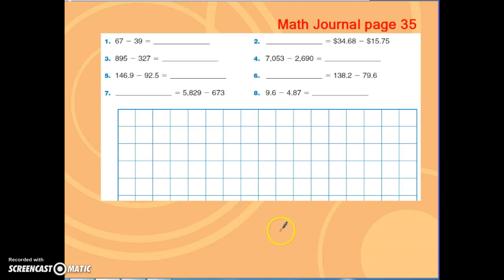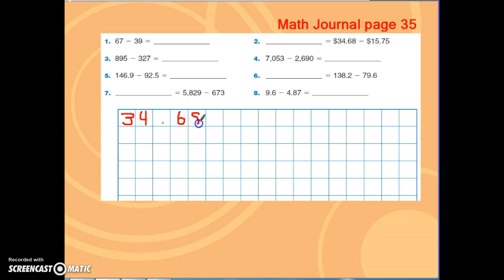If you take a look at Math Journal page 35, there are some other problems for you to practice. Some of those problems have decimals. Please remember that when you're subtracting with decimals, you line up the decimal. Let's take a look at number 2. This is a money problem. We know that money has dollars and cents. So I'm going to put 34. And if you want to use this grid, I'm going to give my decimal its very own box here just to make sure I keep it lined up.